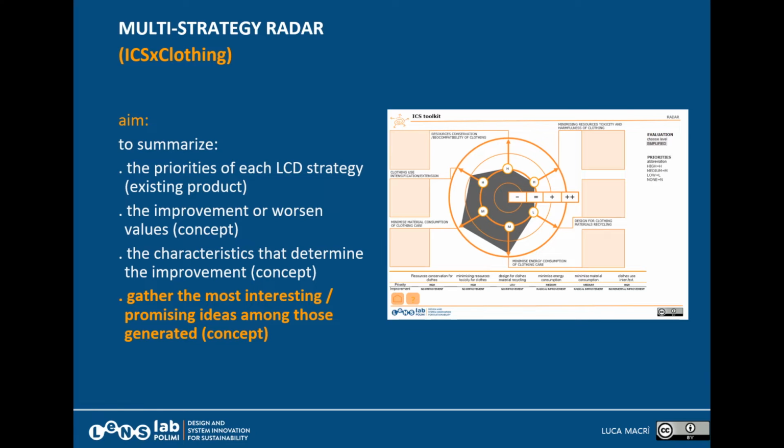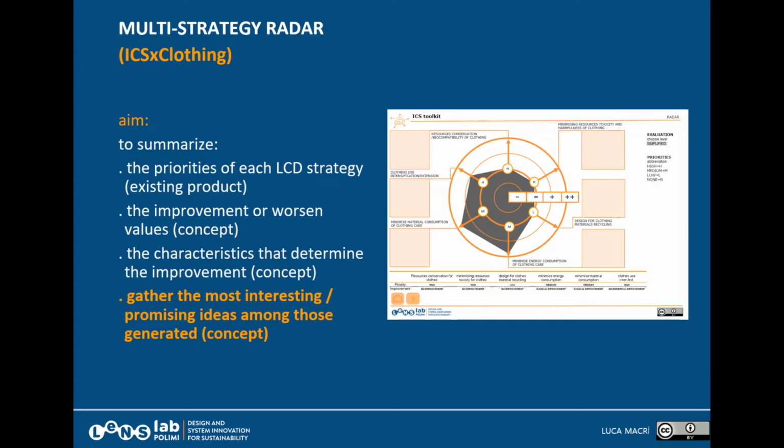Then the aim is also to see the improvement of the values in terms of concept. Then you see that you also have some writing spaces on the left and on the right. There is the space where you can write down the main advantages that your concept is bringing for each of the strategies. This could be just an example, but we are going to write everything for each strategy. For example, in this case, for minimizing the material consumption of clothing care, just below on the left, there will be a text that explains that very good improvement.